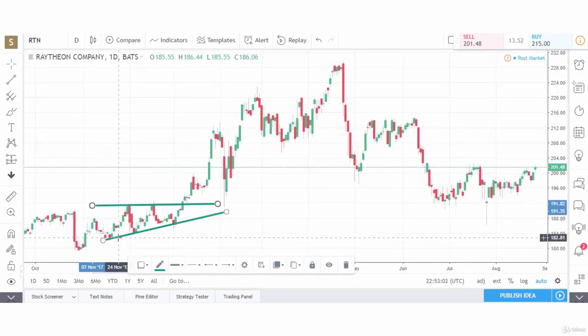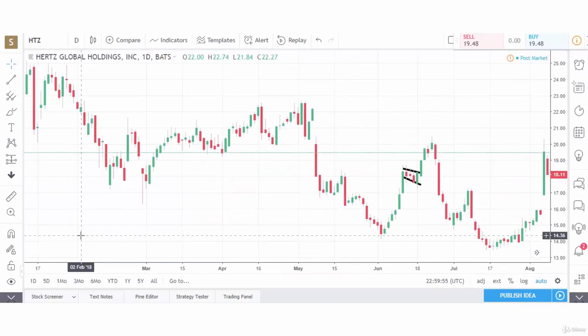Here on a daily chart of Raytheon, we have an ascending triangle. We have a resistance level here. You see that we're making higher lows. And then when the stock breaks through the upper level of the ascending triangle, you get a sharp move to the upside. Now let's take a look at a daily chart of Hertz.